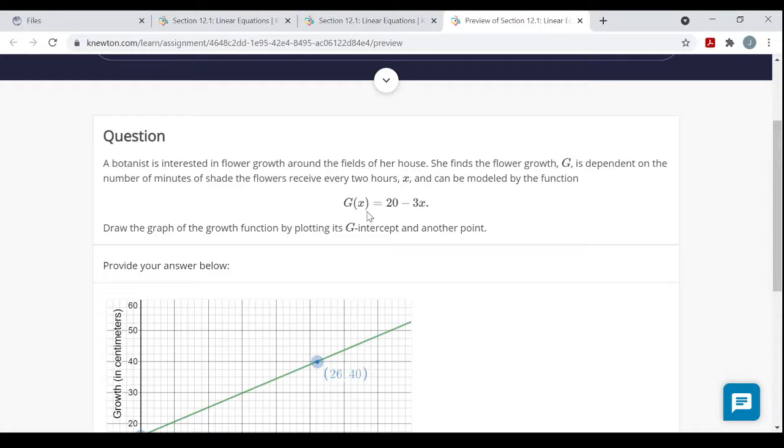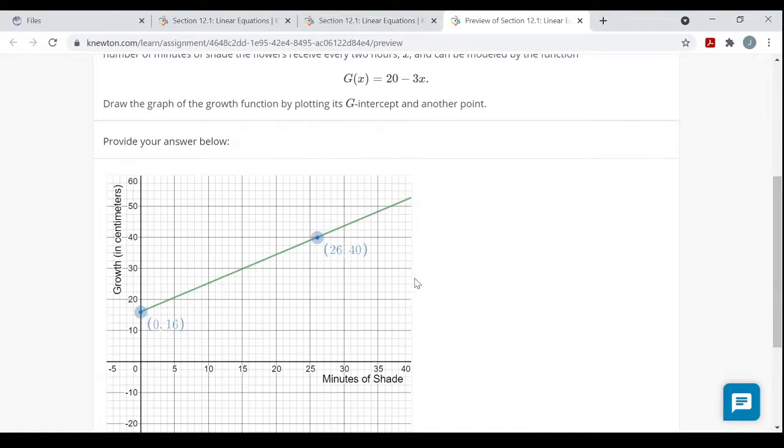All right. G of x, or G, or just y if you want, equals 20 minus 3x, or if you want to write it in the way that we've been seeing, the ax plus b, this would be negative 3x plus 20. So they're asking us to draw the graph of the growth function by plotting its g-intercept, right? Because again, the output's called g instead of y here, and another point. All right, so I will draw something.